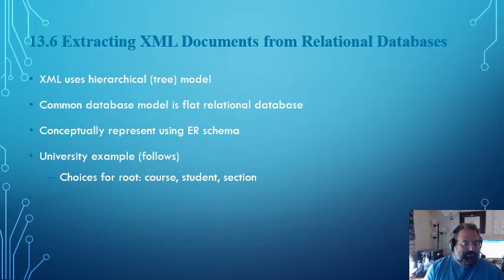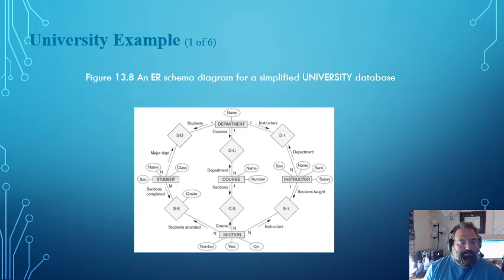Section 13.6 is about extracting XML documents from relational databases. XML uses a hierarchical tree sort of structure. A common database model is essentially a flat tabular sort of expression. So conceptually representing an ER schema, the university example follows the choices of your root: course, student, or section. This is the ER schema diagram of a simplified university database.